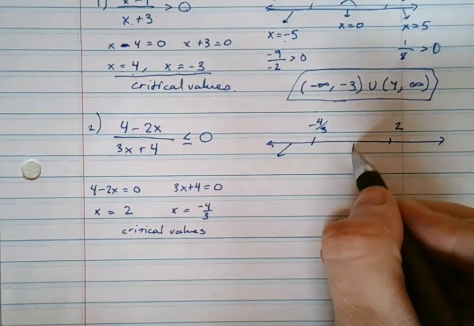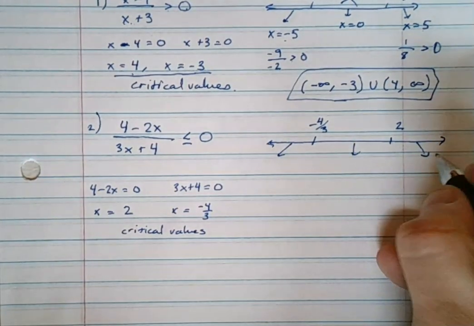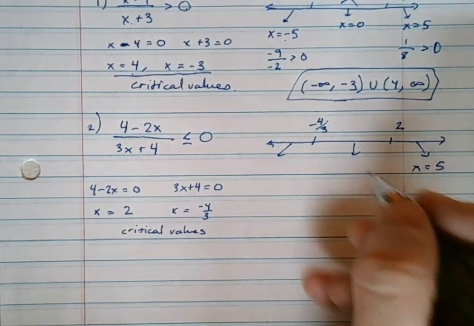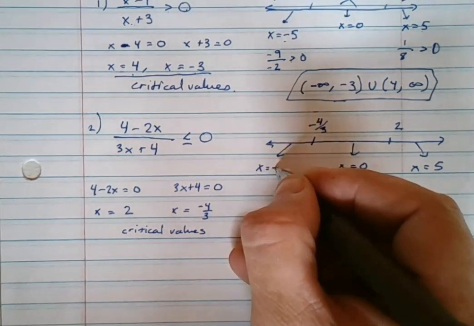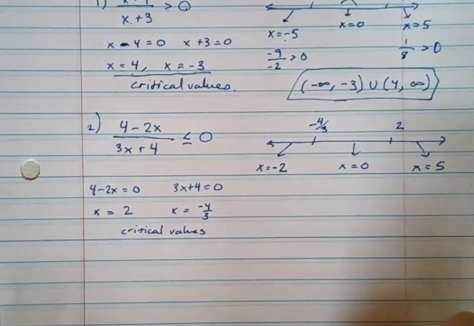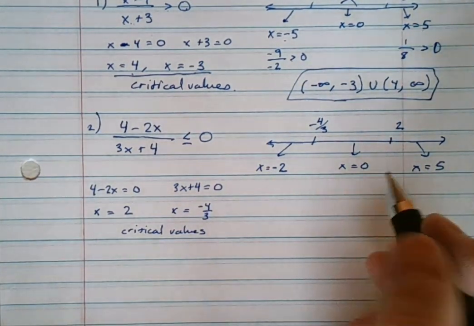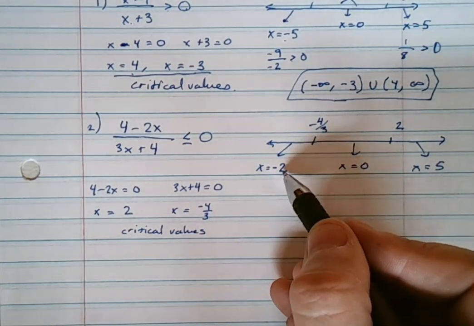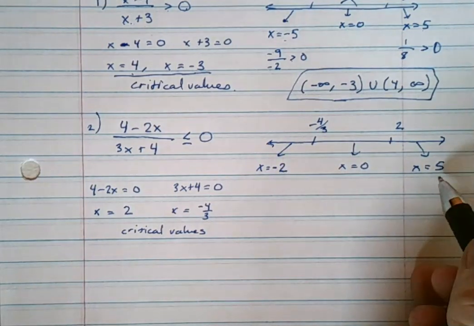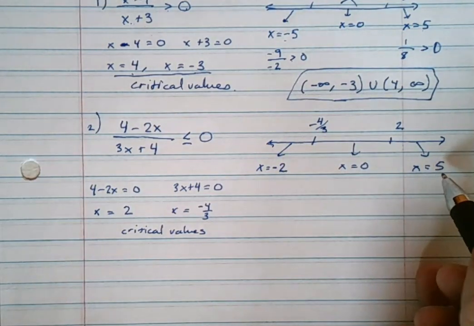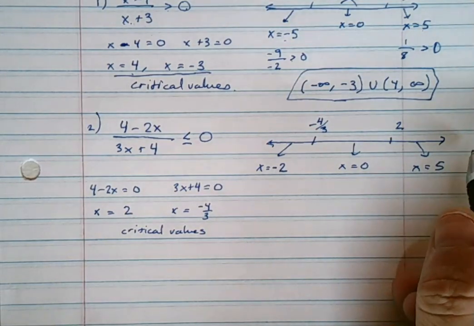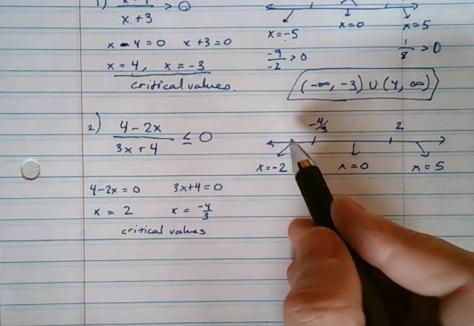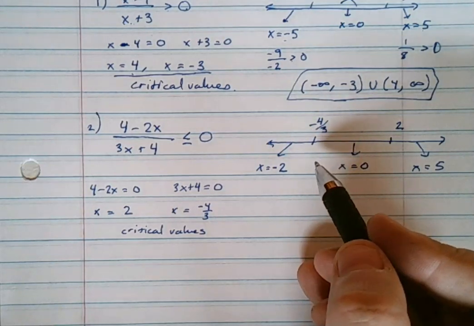Pick a number, pick a number, pick a number. I'm going to pick x equals 5. I'm going to pick x equals 0. And I'm going to pick x equals negative 2. Okay, just because I can. You could pick negative 3, you could pick negative 5, you could pick 10. Here you could pick 3, 4, 5, 10, whatever you want to pick. Just has to be bigger than 2 in this case, and has to be smaller than negative 4/3 or negative 1 1/3 in this case.